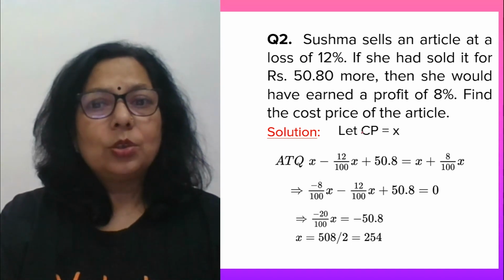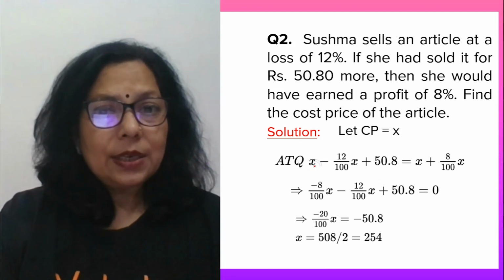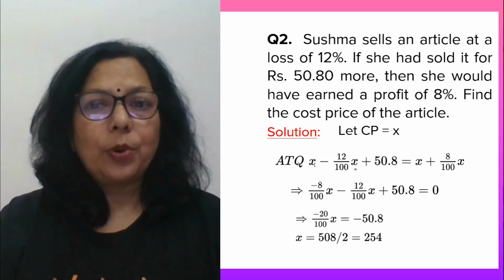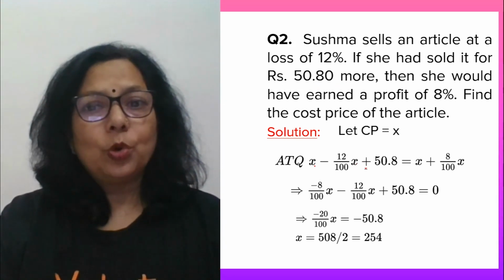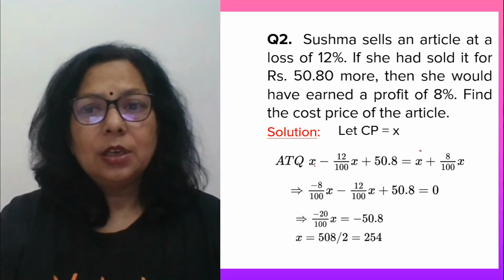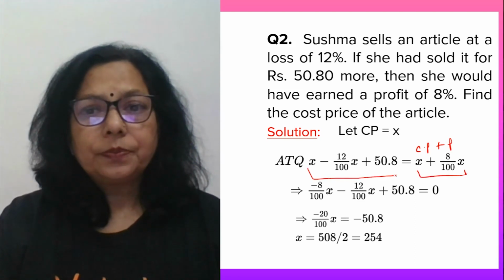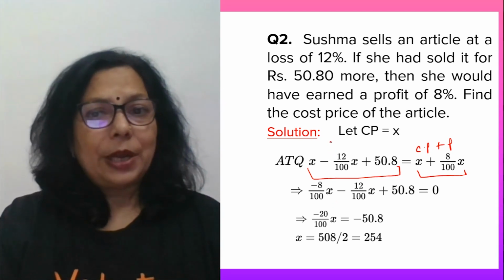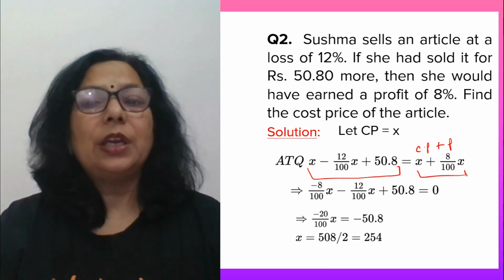The loss will be what? 12% of x. X is the cost price and she sold it at 12% loss, that means x minus 12 upon 100 x was the selling price. If she would have sold for 50.80 more, she would have earned a profit of 8%, meaning CP plus profit, these both are the selling price. So what is the relation? If 50.8 rupees are added to the previous selling price, then the new selling price will be with 8% profit.